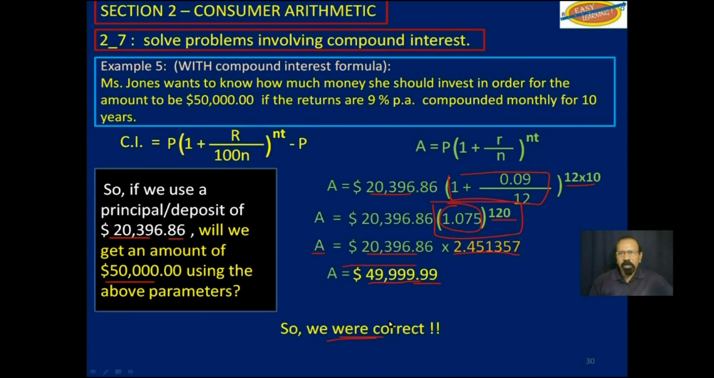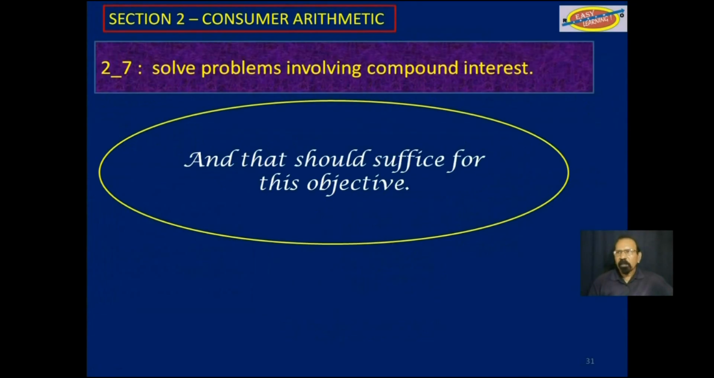She is going to get her $50,000 at the end of 10 years if our interest is compounded monthly at 9% per annum. And that should suffice for this objective. It's a video, so you could always go back and look at it again if you don't understand anything.